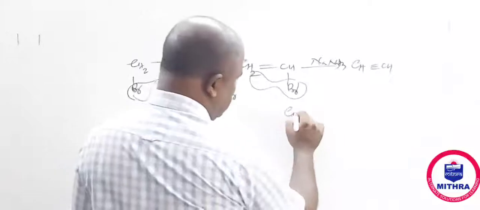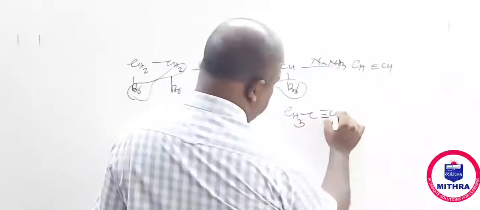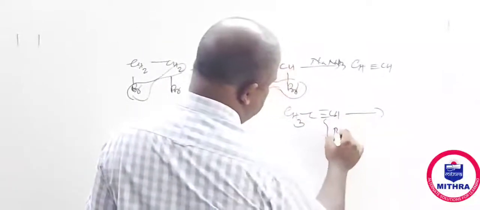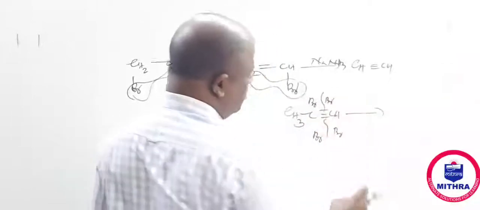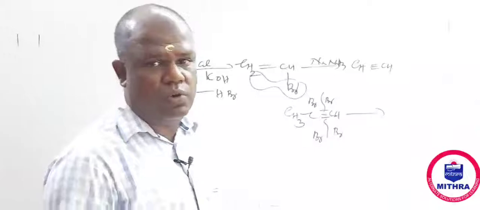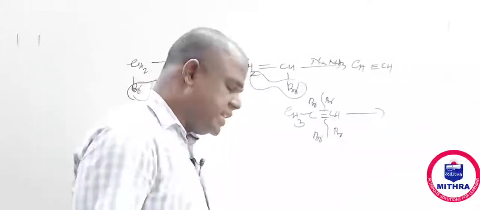Propyne, what is propyne? CH3, C triple bond CH, and you are adding bromine, which means this pi bond is broken down, and this pi bond is also broken down. So 4 bromine atoms are added. So you are getting 1,1,2,2-tetrabromopropane. That is the answer.